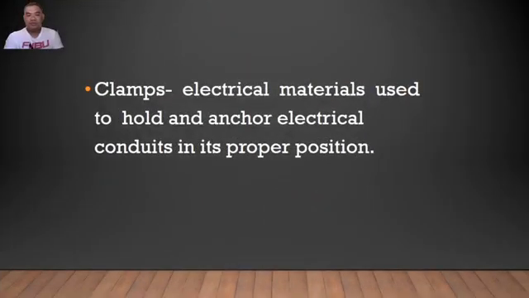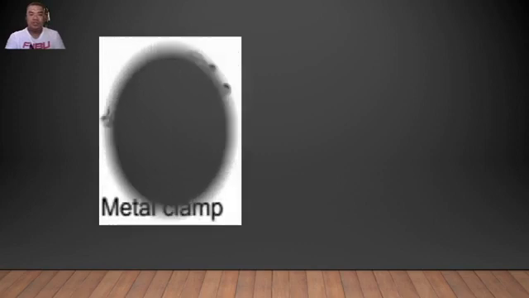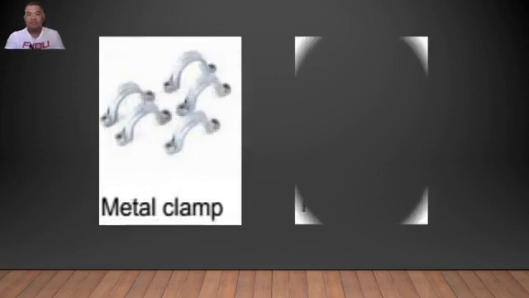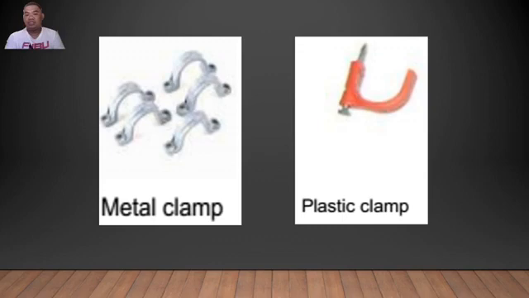Then we have clamps. So clamps are electrical materials used to hold and anchor electrical conduits in their proper position. Okay, so the purpose of clamps is to hold the conduits in position. So we have here the metal clamp, and we have also the plastic or non-metallic clamp. Okay, so usually the metal clamp is put in place by using a screw, while the plastic clamp uses a concrete nail or nail for woods.